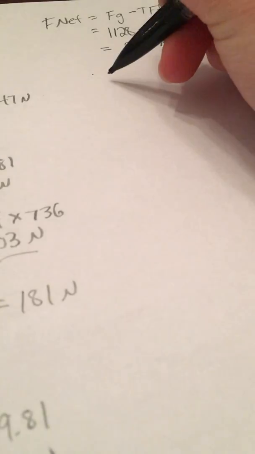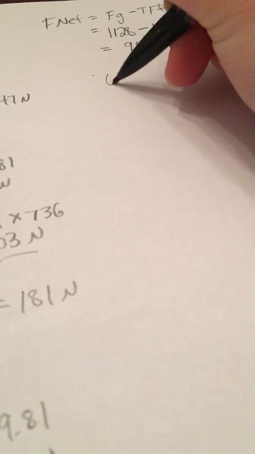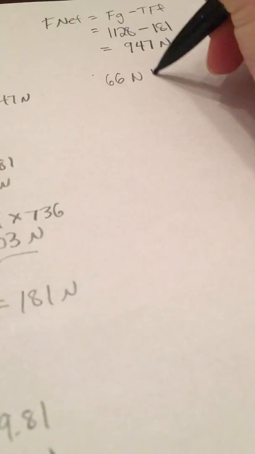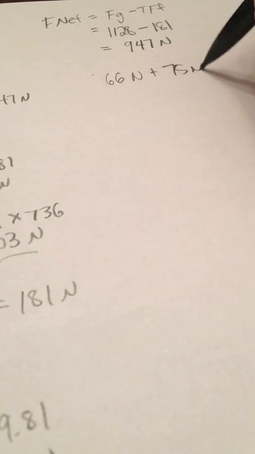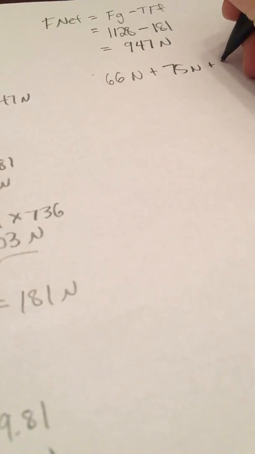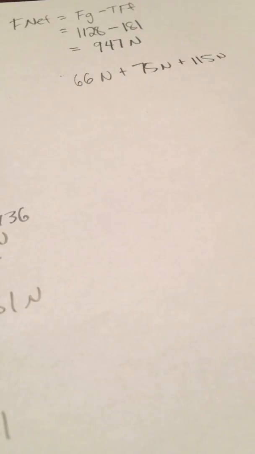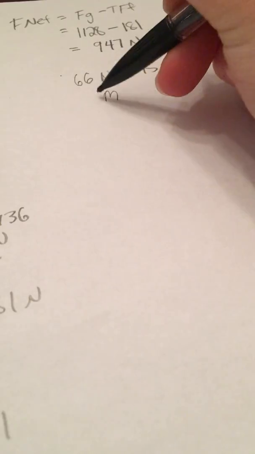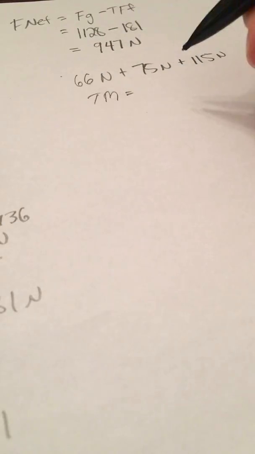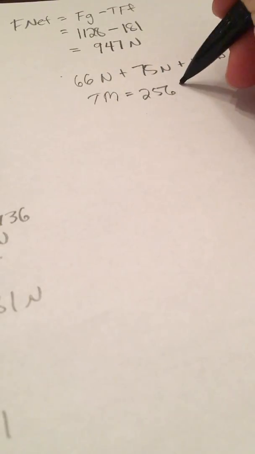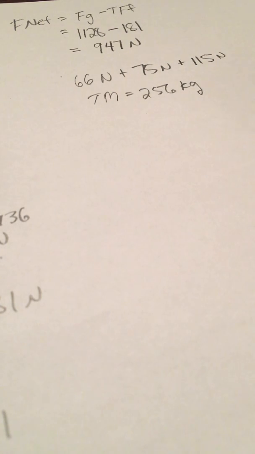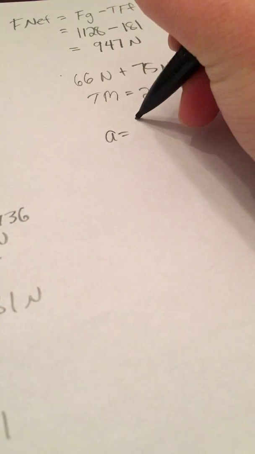And from there, we're going to divide by the total mass to give us acceleration. So the total mass is going to be the two boxes, which is 66 kilograms and 75 kilograms, plus the person, which is 115 kilograms. So the total mass is 256 kilograms.